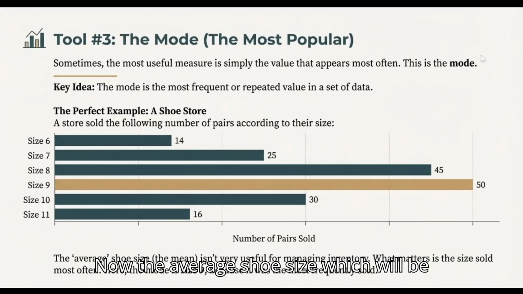Now the average shoe size, which would be the mean, isn't very useful for managing our inventory, but what matters the most is the size sold the most. If you look at the size that is sold the most, that is size 9. Why? Because it has been sold 50 times, while the others have been sold 14 times, 25 times, 45 times, and 30 times. They are all less than 50.